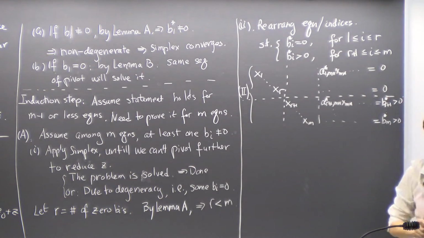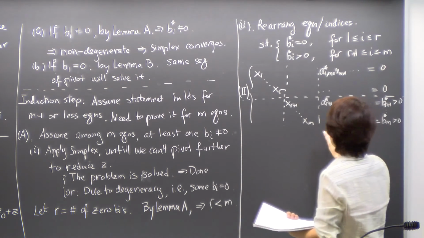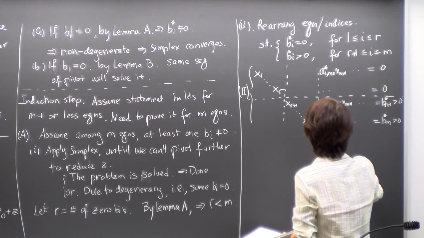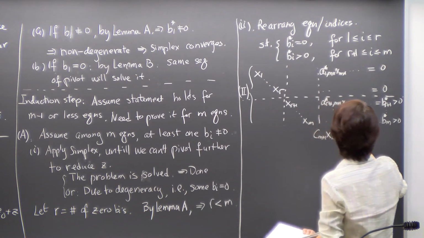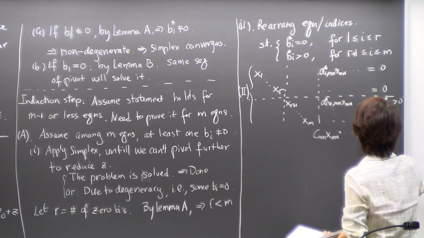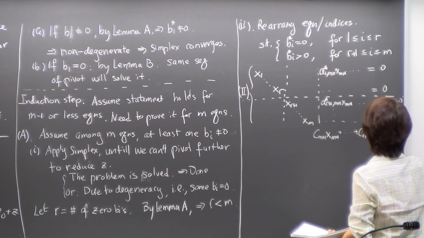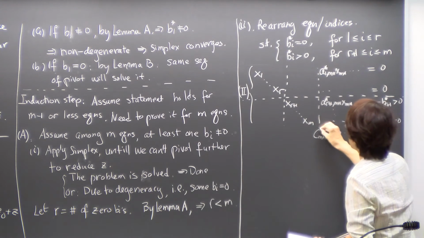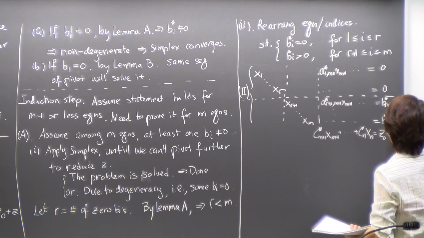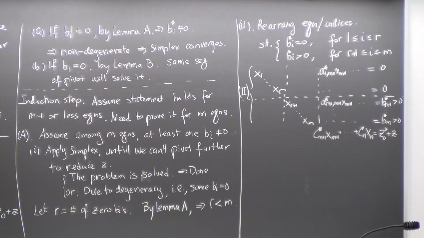They are changed. OK, I'm not strict with that, so you know what I mean. These constants keep changing as I pivot. All right? OK, and I have the objective function, c_{m+1} x_{m+1} plus all the way to c_n x_n equals z0. These are stars, plus z. That's my objective function.